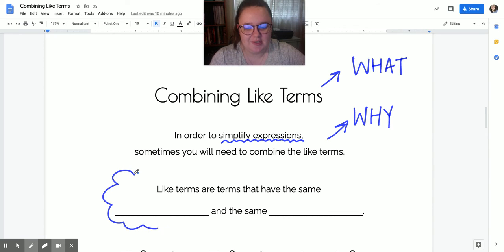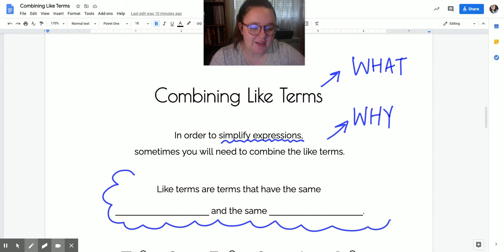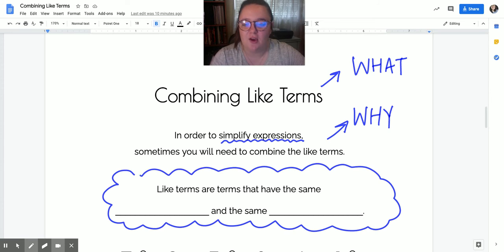This is important. This sentence right here, you're going to need at the end of today's lesson. So if I were you, I'd either write it down or write it on a sticky note. You need this sentence. It's what makes like terms. Like terms are terms that have the same blank and the same blank.